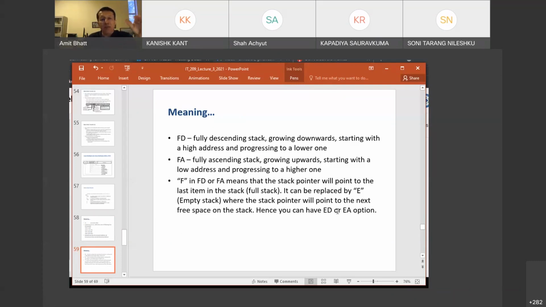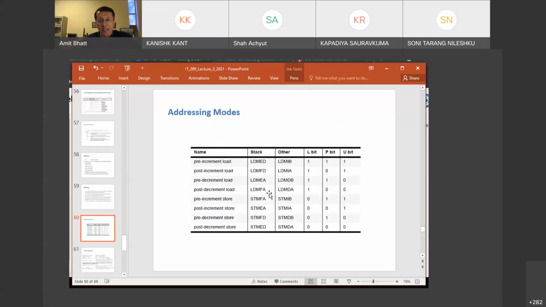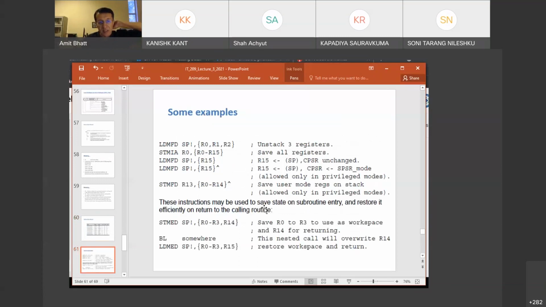So F stands for full. It is pointing to a full location and then you go down or up, or it is pointing to the empty location. And then whether your stack is designed to go up or go down. So once again, it is for the convenience of the writer. This is a conclusion which is given over here. Also in your book it is given, and these are some of the examples again taken from the book.